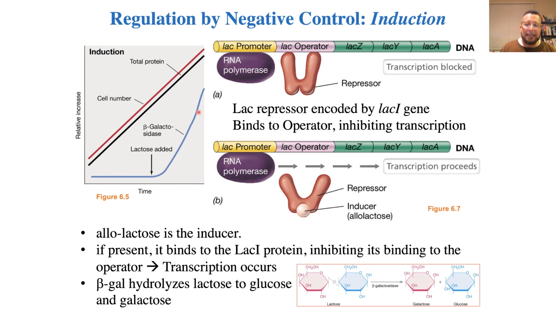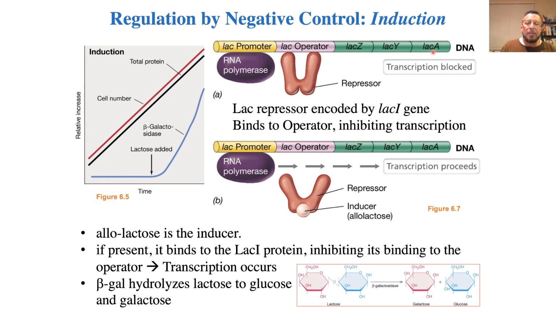Another example of negative control is induction, and that process of gene regulation is exemplified by the beta-galactosidase operon, or the lac operon. So the lac operon also contains a promoter. It contains an operator region next to the promoter, and three structural genes: the lacZ gene, the lacY gene, and the lacA gene. The lacZ encodes for the enzyme beta-galactosidase, the lacY is the lactose permease, and the acetyltransferase is the lacA.